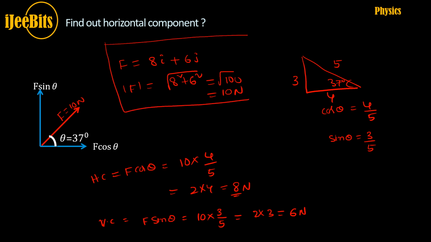So you can extract in two ways. From the given vector, you can calculate the magnitude. From the given magnitude and angle, you can also calculate the horizontal component and vertical component.